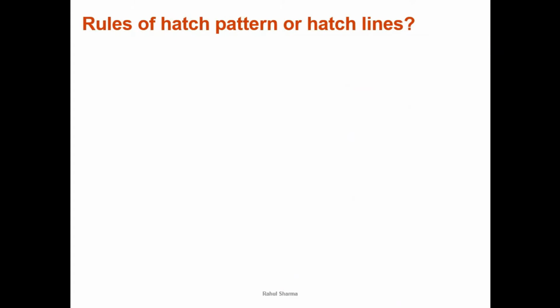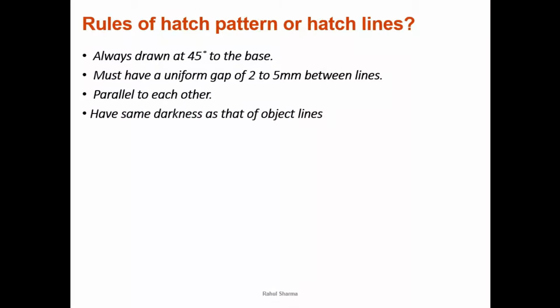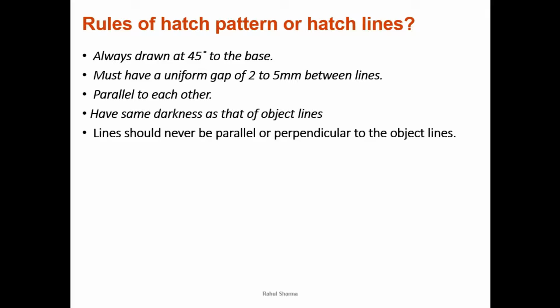Whenever we have to draw hatch lines or a hatch pattern, there are a few rules you have to understand. First, all hatch lines should be drawn at 45 degrees to the base. Then they must have a constant gap of 2 to 5 mm. A uniform gap should be there. If you have taken 2 mm, then throughout 2 mm; if 5 mm, then throughout 5 mm. For a smaller object you can take 2 mm, for a bigger object you can take more than 2 mm. All lines should be parallel to each other. They should have the same darkness as the object line. Lines should never be parallel or perpendicular to the object lines. I will explain each and every point separately with examples.